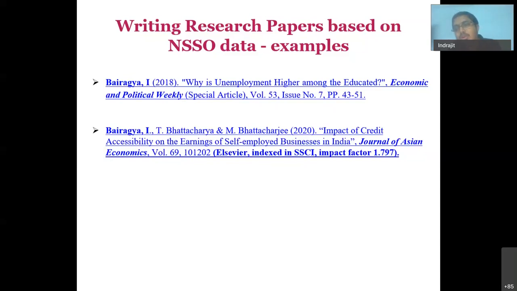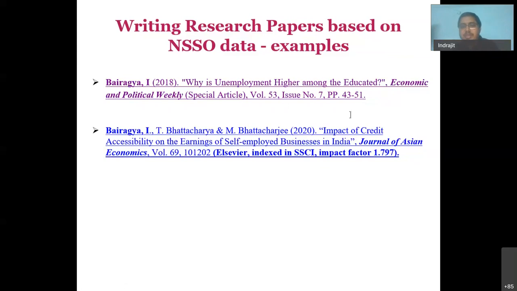Then I will show the raw data of NSSO, one round, and how to extract the data and how to merge the data. I always prefer to provide hands-on exercises, but here I am unable to see your face and your computer, so I will demonstrate the steps. You take a note. If in case you face any problem in future, don't hesitate to contact me. So let me proceed.